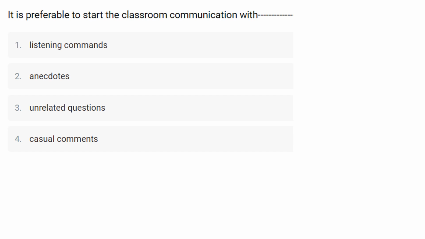It is preferable to start the classroom communication. So here in this question they gave you four options and they ask which one is preferable to start the classroom communication, for which the first option is listening comments, second one is anecdote, third one is unrelated question and the last one is casual comment.